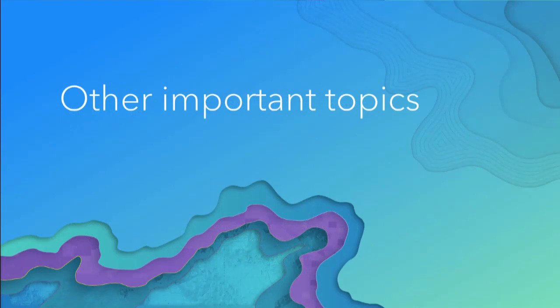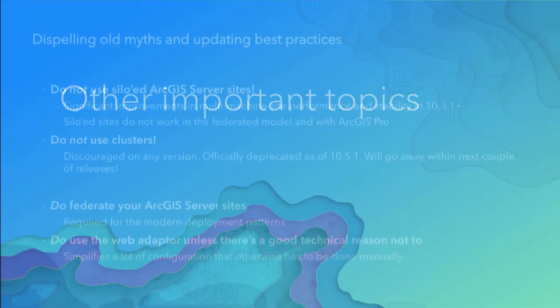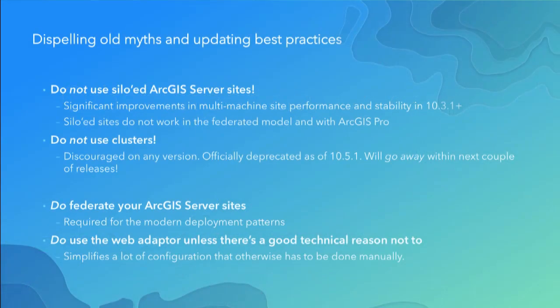I want to also quickly cover a couple of other important topics that are somewhat related to system architecture, because sometimes best practices needs an update. So a common pattern, especially a few years ago, was what was known as siloed ArcGIS Server sites. Multiple single machine sites that all had the same set of services running on them. You put a load balancer on top into the outside world, it looks like a single logical thing.